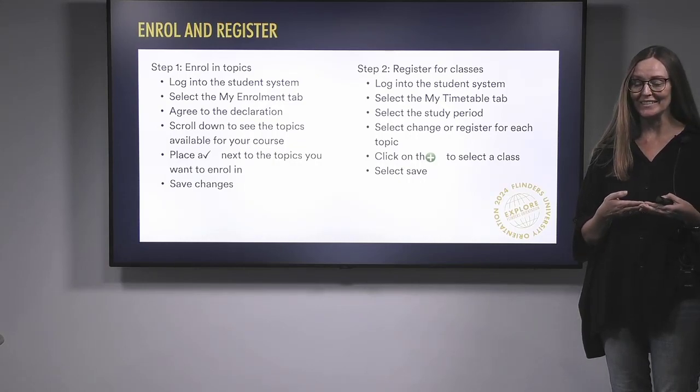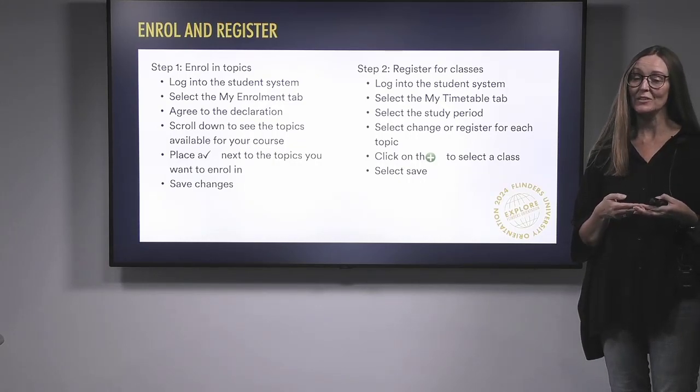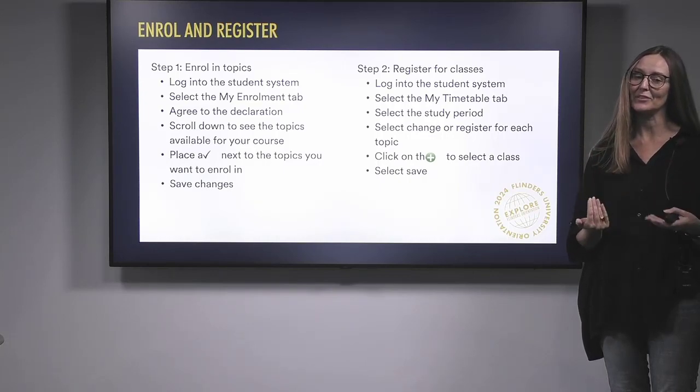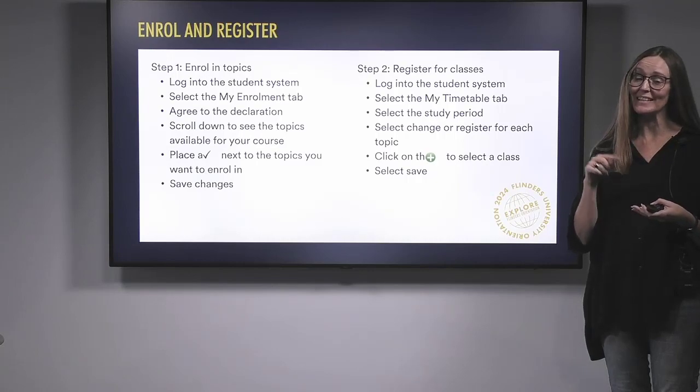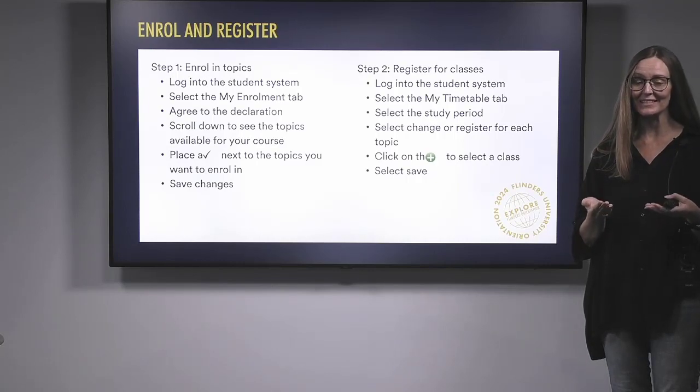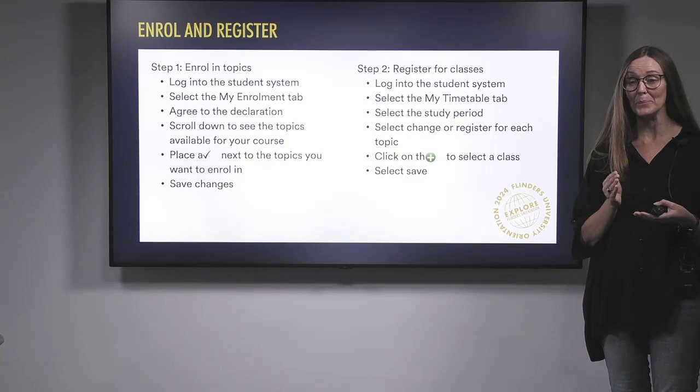So step one is to enroll in your topics. And in order to do that, you need to log into the student system via your Okta dashboard, and you need to select the My Enrollment tab. After that, you'll agree to a declaration, and then you'll scroll down to see the different topics that are available in your course. You'll need to just simply place a little tick next to the topics that you want to be enrolled in. Importantly, you then need to save your changes.